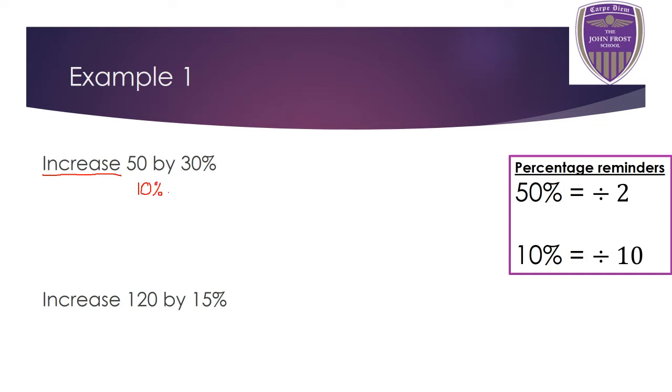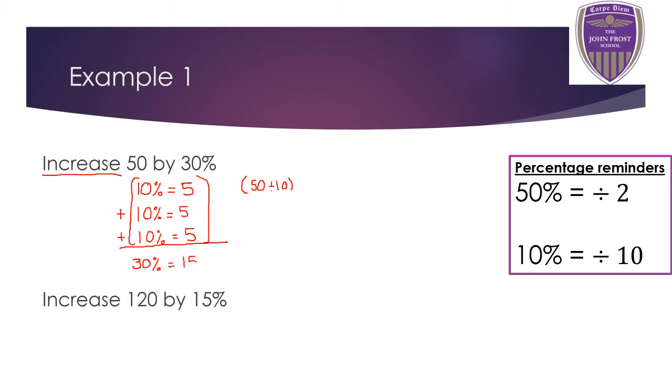So what would 10% of 50 be? Well, I can find that by doing 50 divided by 10, which is 5. So now I know that 10% is 5. I'm going to build up on this to get 30%. I can do that by adding 10% 3 times. So I've got 10%, which is 5, and I've got 10%, which is 5, okay? Now we're going to add all these up. So 10% plus 10% plus 10%, that is 30%. And 5 plus 5 plus 5 is 15.